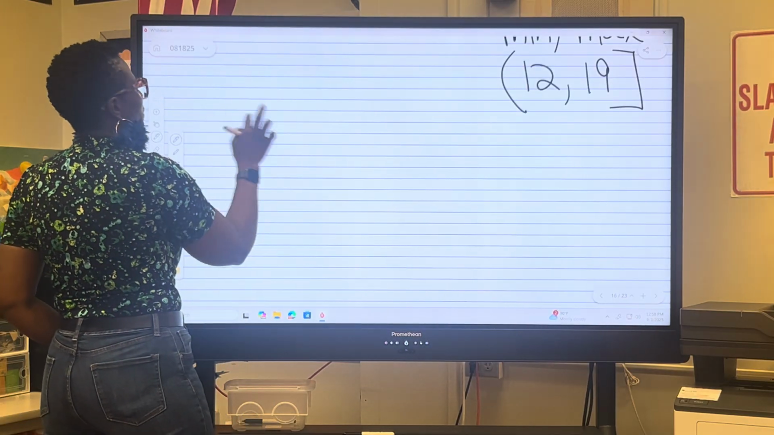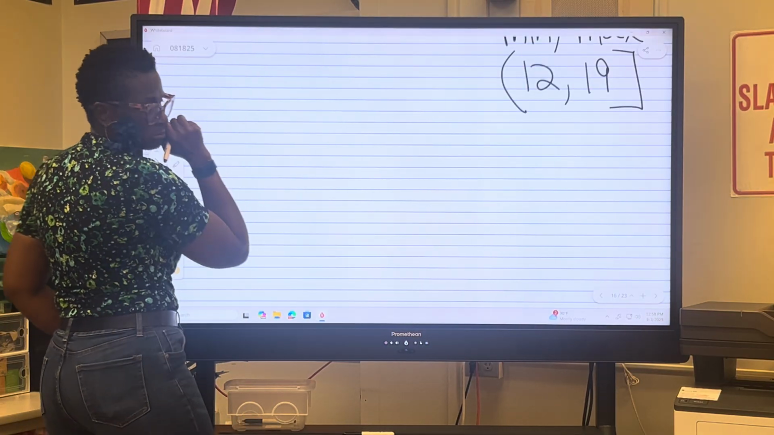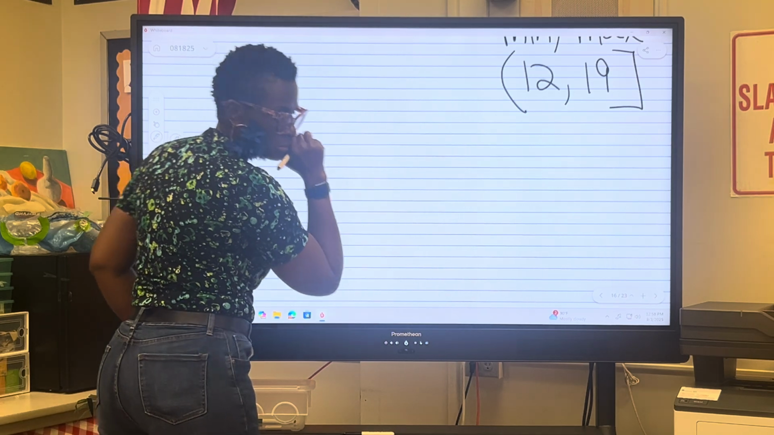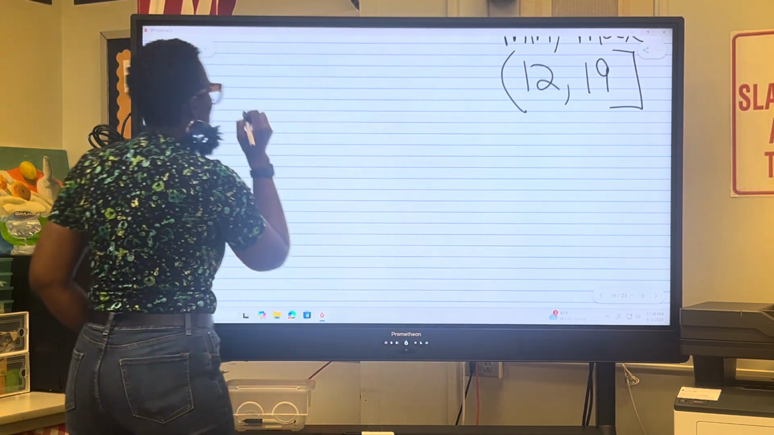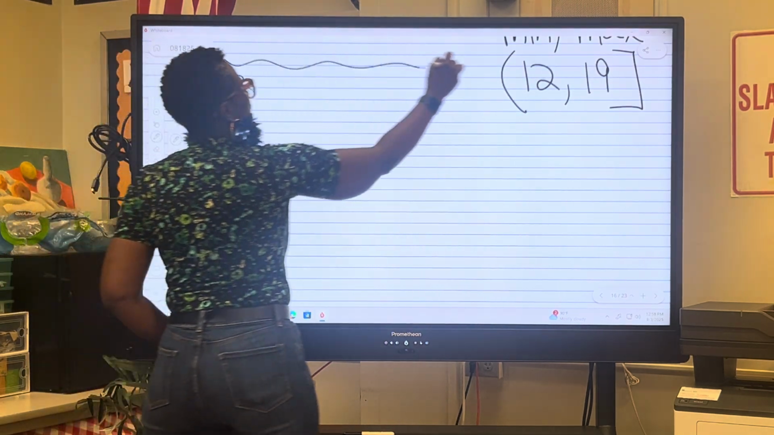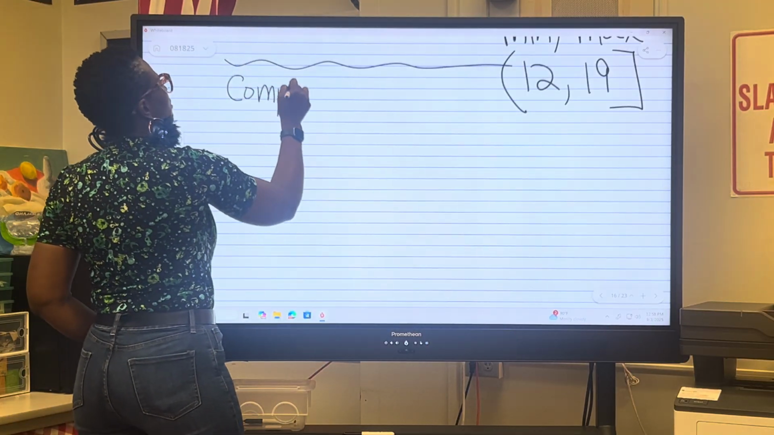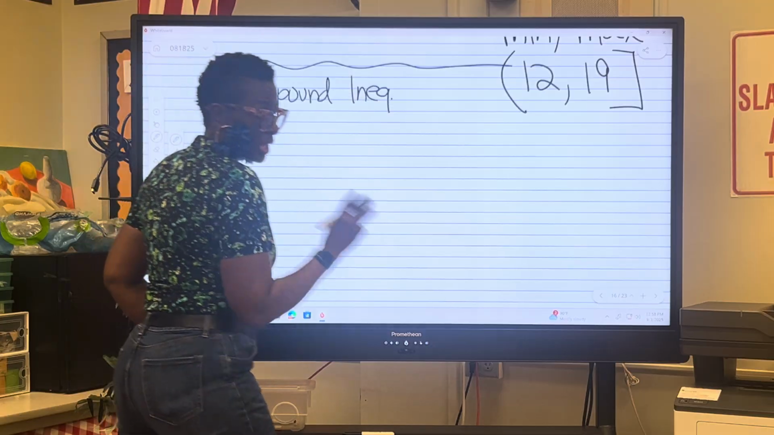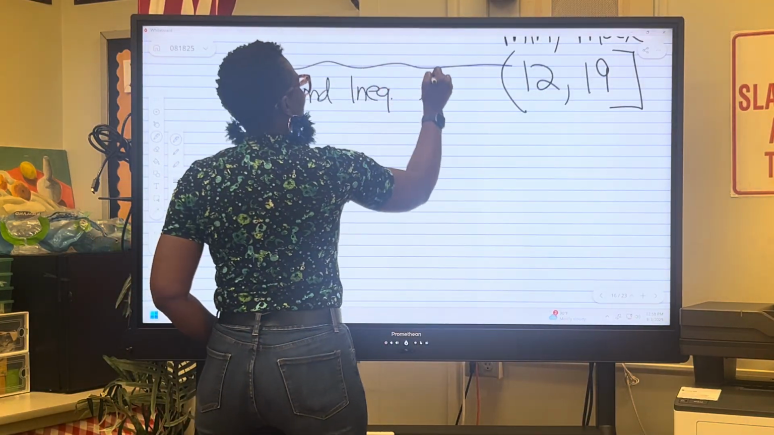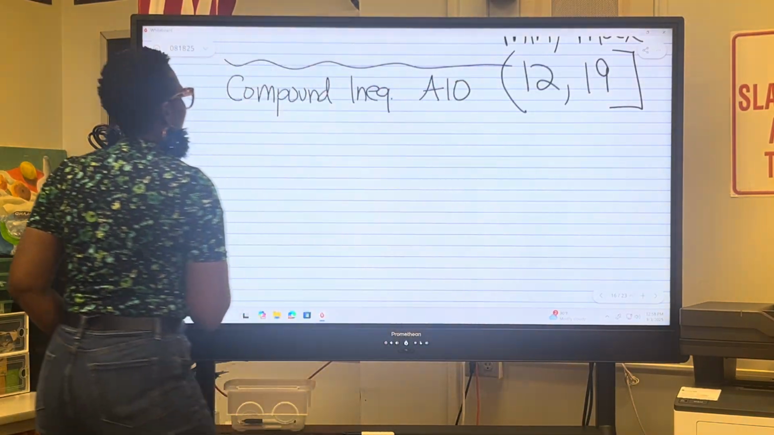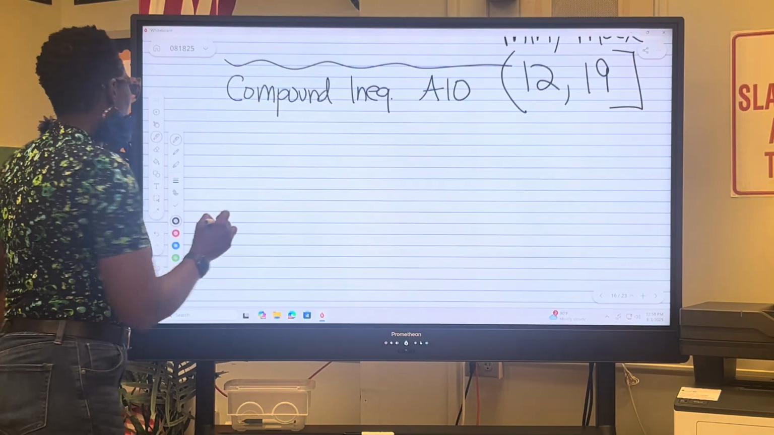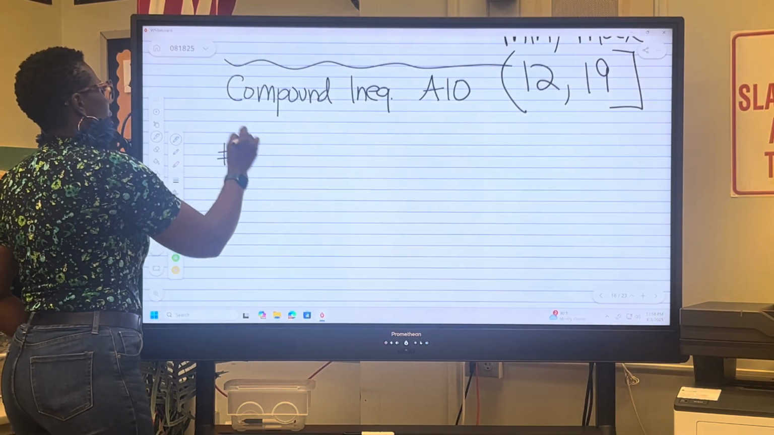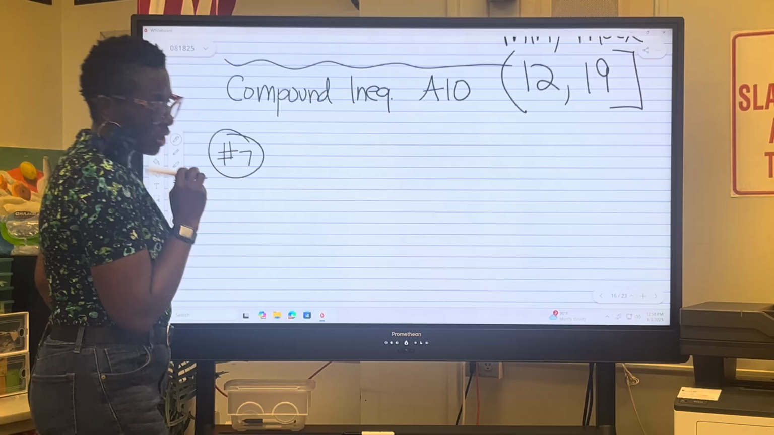Put this on your paper. Put compound inequalities, draw your little squiggly, and then write next to it A10. We're going to start with number 7 real quick. I'm going to do number 7 with you, and then we're going to move on.